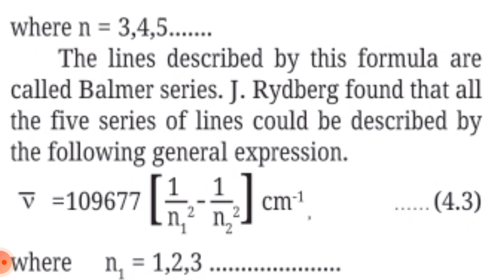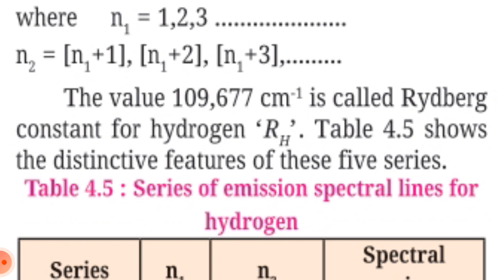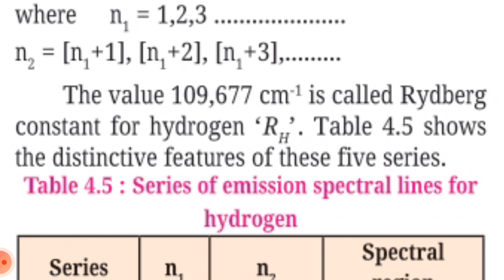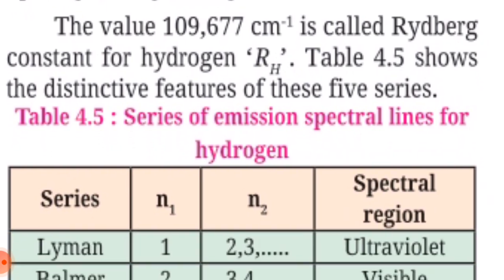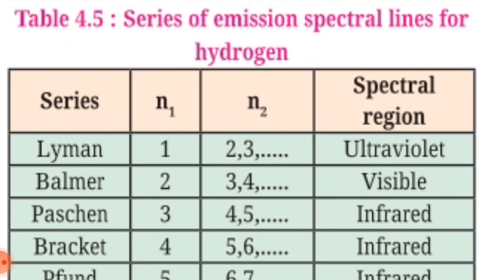Rydberg found that all the five series of lines could be described by the following general expression. Nu bar is equal to 109677 into the bracket 1 upon n1 square minus 1 upon n2 square per centimeter, where n1 is equal to 1, 2, 3, and n2 is equal to n1 plus 1, n1 plus 2, n1 plus 3. The value 109677 per centimeter is called the Rydberg constant for hydrogen, RH. Table 4.5 shows the distinctive features of these five series.